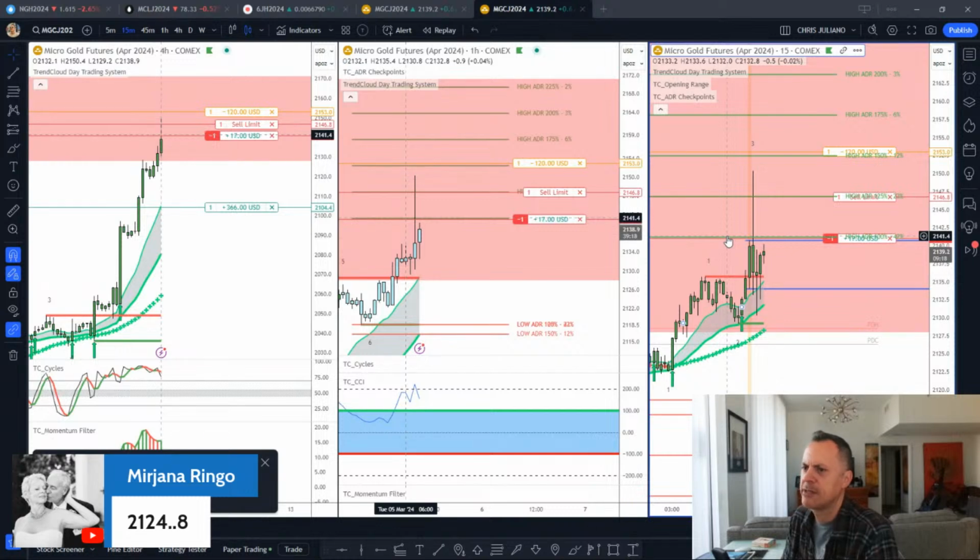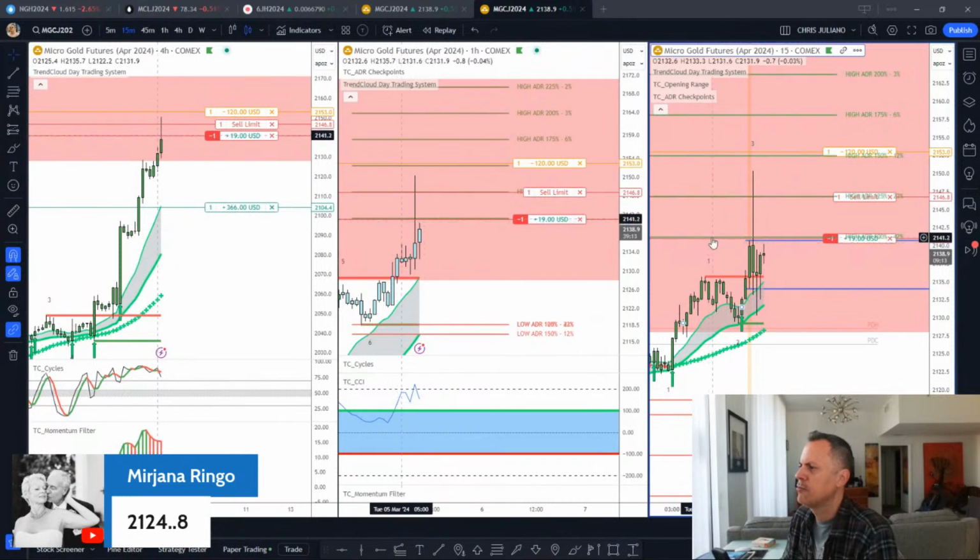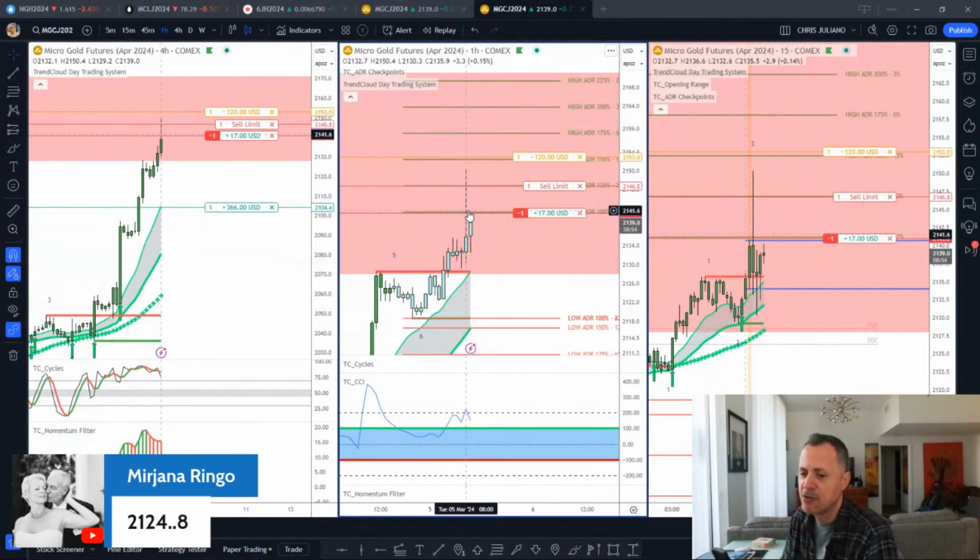Just check your indicators, okay? You've got it here, you've got it here. So those are targets now for you. Definitely targets, and the reason is because of this: extended trend, nice big rejection candle. We've already hit that ADR checkpoint. You know what to do. That's definitely a target now for you.